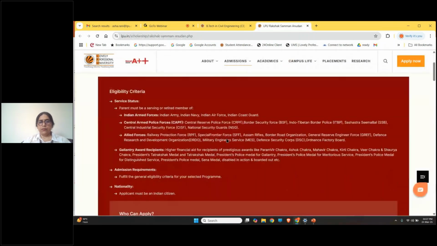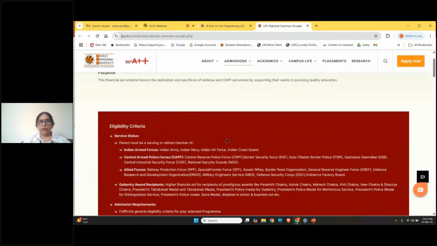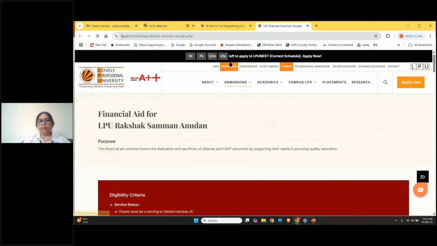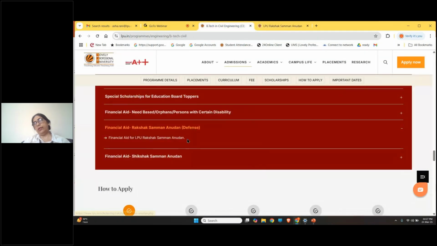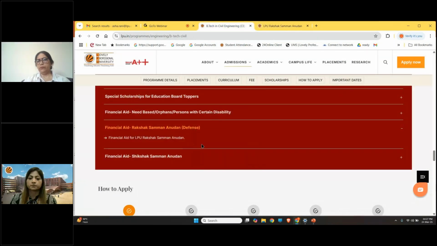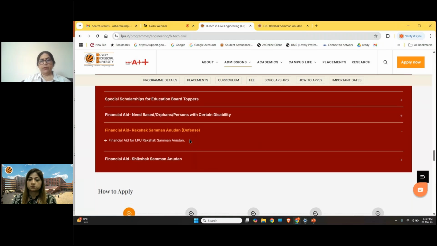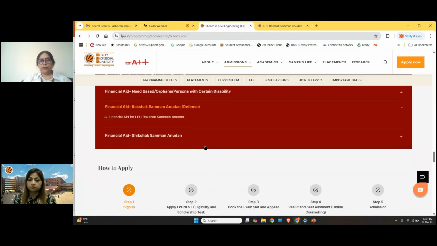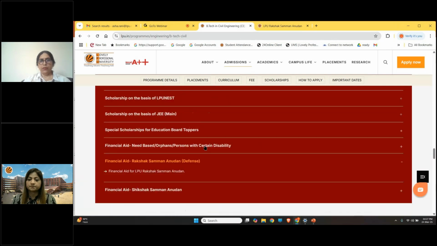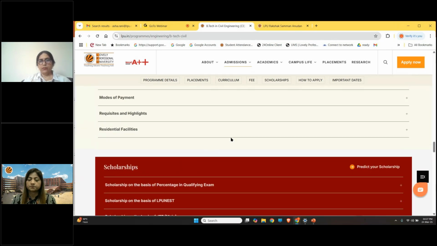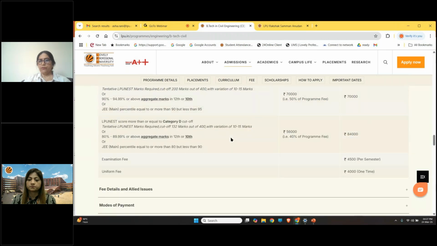See, this much financial aid we are offering. In case of defense, you can have 50% or 30%, depending on whether you are dependent on your parents, or if the candidate himself or herself is in the army, then it can be 50% of your program fee as your financial aid. So this was about fee, scholarship, and residential facility.